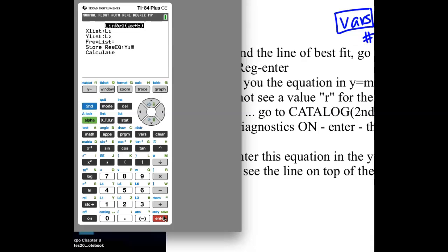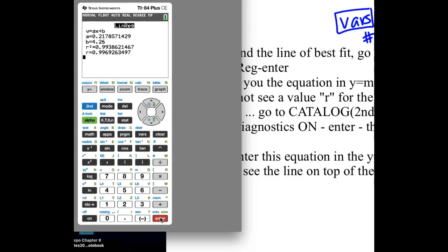Why that's nice is because a lot of times these equations have a lot of decimal numbers. You don't want to have to type it by hand. So it'll dump it in for us. Okay? We can go down to calculate, hit enter, and there's my equation. Okay? Now, what do these pieces mean?